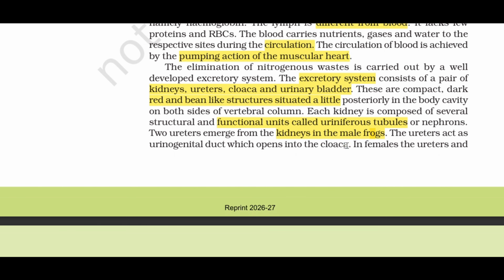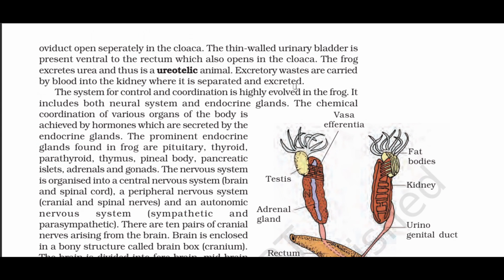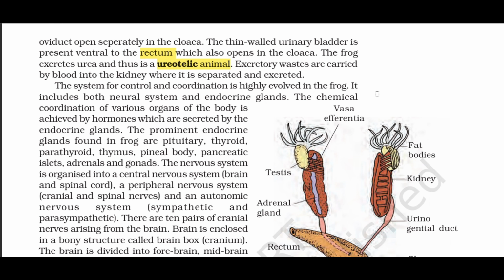In females, the ureters and oviduct open separately in the cloaca. The thin-walled urinary bladder is present ventral to the rectum, which also opens in the cloaca. The frog excretes urea and thus is a ureotelic animal. Excretory wastes are carried by blood into the kidney where they are separated and excreted.